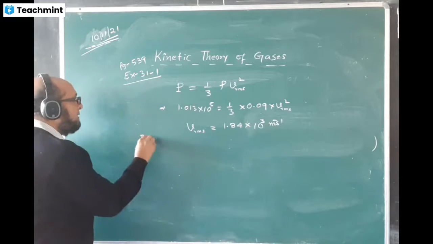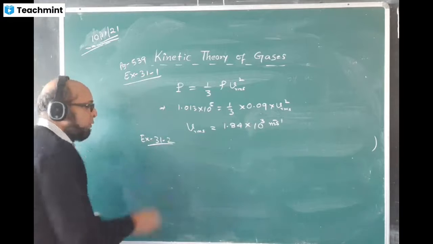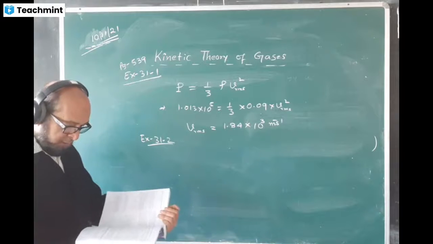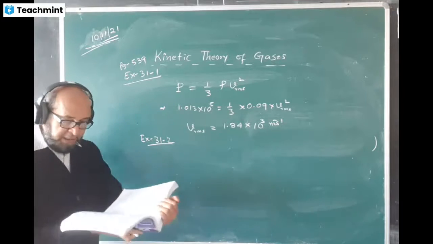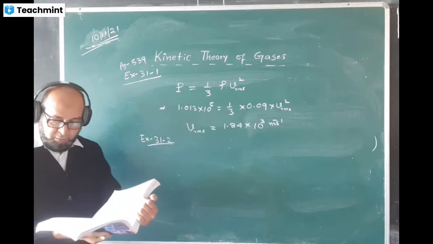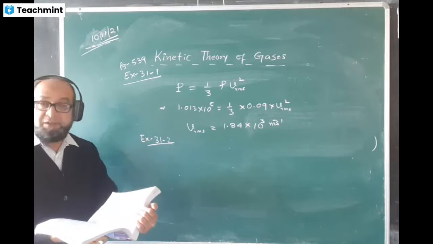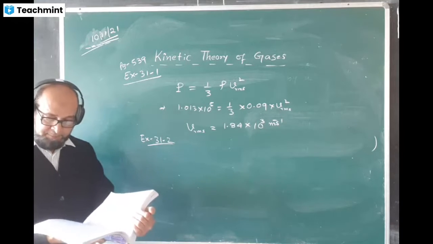Now we'll do the next one, example 31-2. Direct question. Find the temperature at which the RMS velocity of a molecule would become twice of its value at 0 degree Celsius.